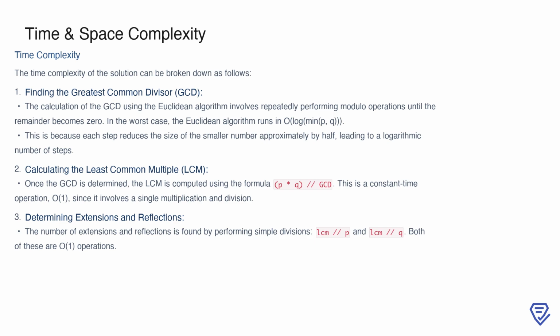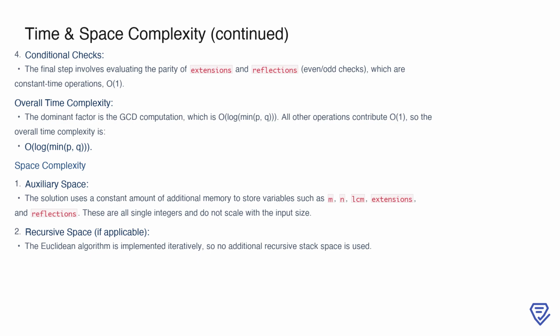Next, once we have the GCD, we calculate the least common multiple, or LCM, using the formula P*Q/GCD. This calculation involves a single multiplication and division, both of which are constant time operations, so this step is O(1). Lastly, determining the number of extensions and reflections involves dividing the LCM by P and Q. These are also constant time operations, O(1), since they are simple divisions. The final step involves a couple of conditional checks to determine whether the number of extensions and reflections is even or odd. These parity checks are also constant time operations, O(1).